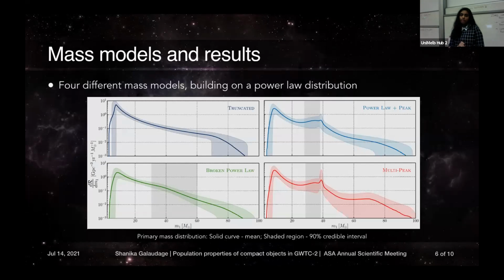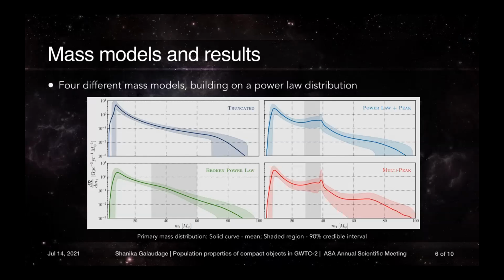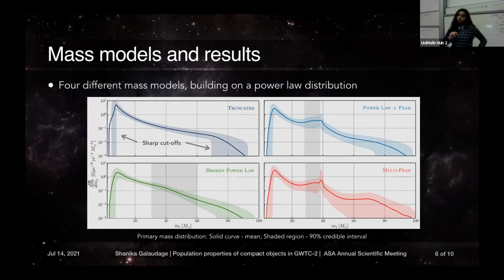I'm going to go through the results from the publication. So here are 4 mass models that we looked at. And these are mass distributions. The solid lines represent the mean of the distribution. The shaded regions represent the 90% credible interval. And so the first model, the truncated model, is a power law distribution with sharp cutoffs at either end.